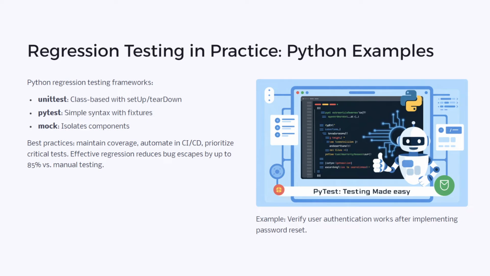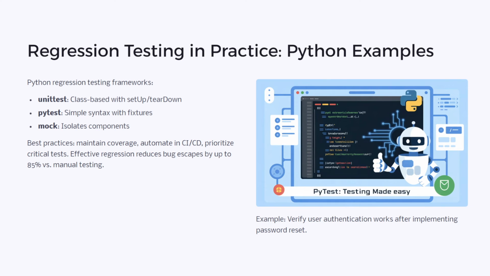Okay, so regression testing frameworks that exist is the unittest, which is a class based with setup and tear down. Another one is the pytest, which has simple syntax with fixtures, and then there's mock, which isolates components. So best practices, you have to maintain coverage, automate CI/CD, and prioritize critical tests. Effective regression reduces bug escapes by up to about 85% versus manual testing.